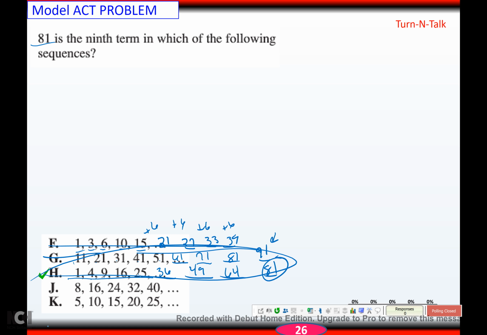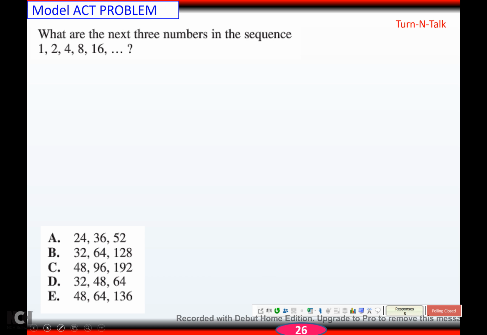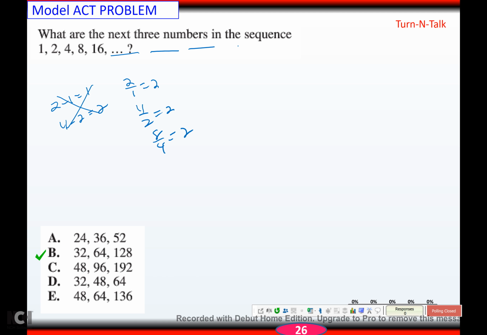Okay. Try this one, hit pause, come back when you're ready. Hopefully you got B. It says, what are the next 3 numbers in this sequence? Well, if I'm trying for arithmetic, 2 minus 1 is 1, 4 minus 2 is not arithmetic. Geometric, 2 divided by 1 is 2, 4 divided by 2 is 2, 8 divided by 4 is 2. So to get the next ones, we double, we multiply by 2.